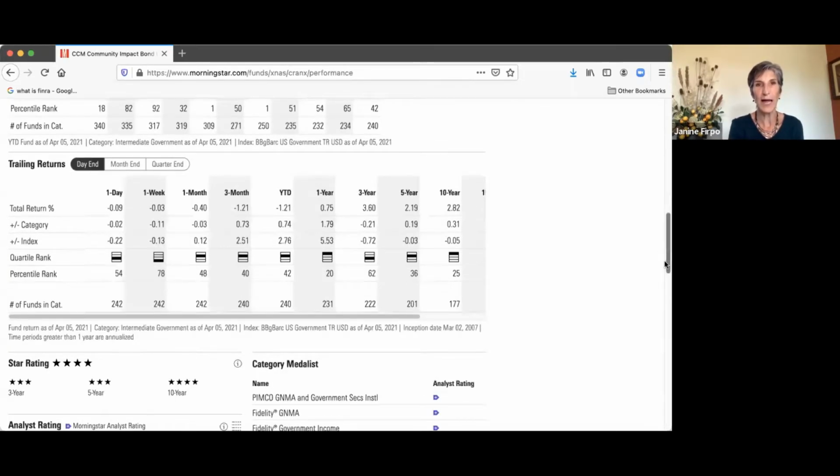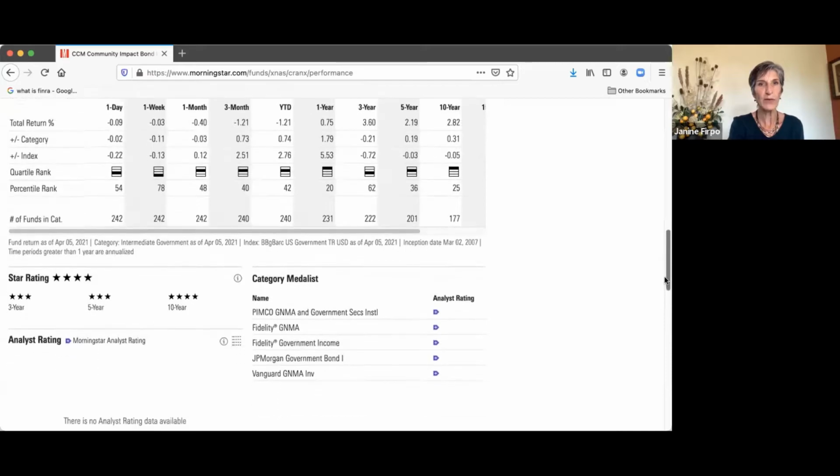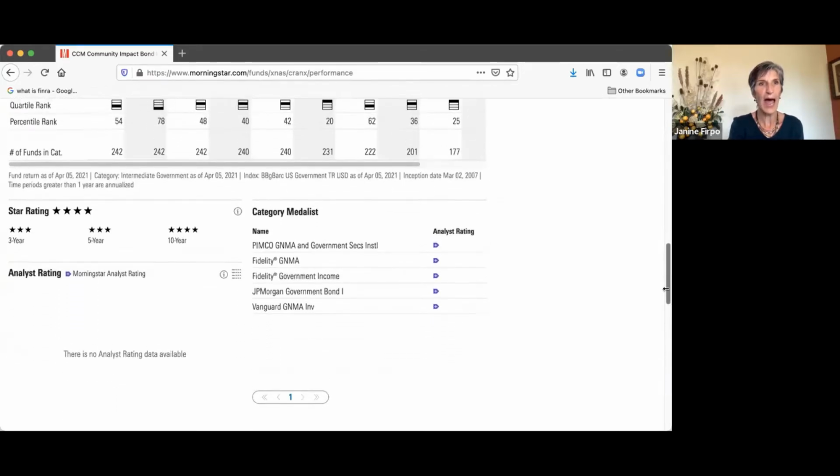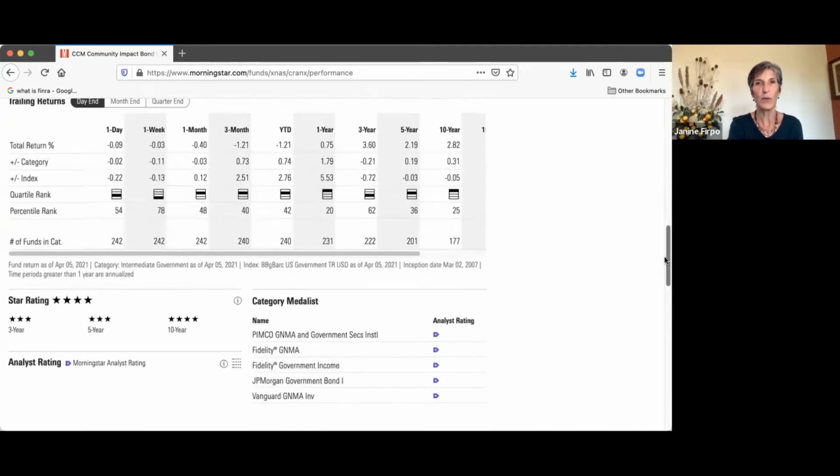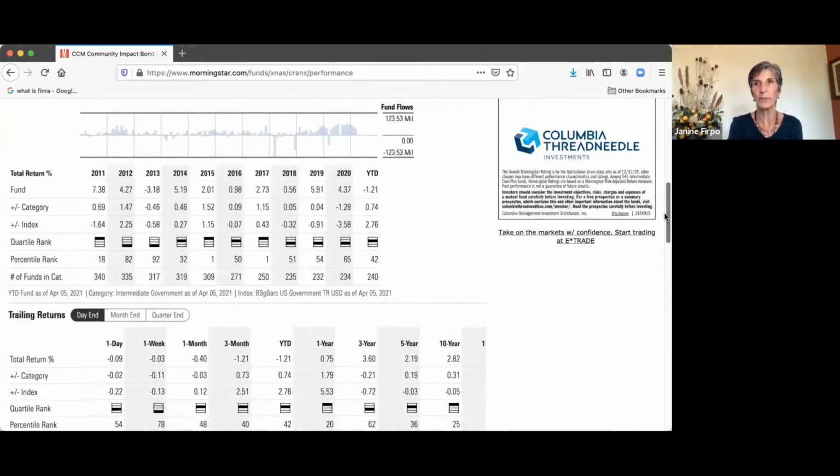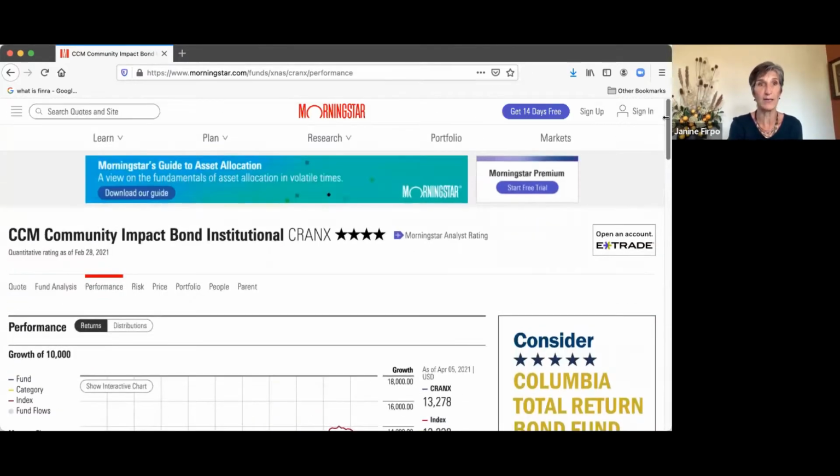And I really like this particular methodology. If you scroll down some more, you will see how this particular fund rated in terms of stars over a 3, 5, and 10-year period. So a lot of information here. This is basically your performance page.